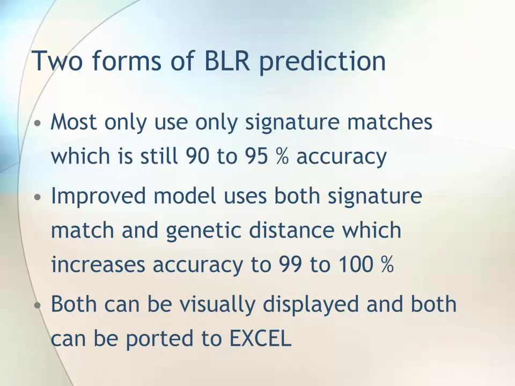There are 2 forms of binary logistic regression for this particular application to genetic genealogy. Most people only use the signature, and this still works with 90 to 95% accuracy, which is pretty good accuracy. But an improved model uses both signature and genetic distance, which increases the accuracy to 99 to 100%. So there's just no reason not to use a two-variable model. Both can be visually displayed and both can be ported to Excel in forms of macros.